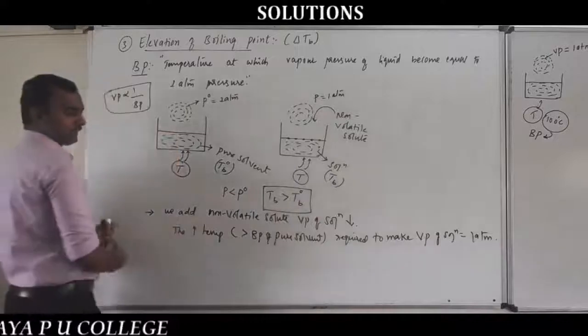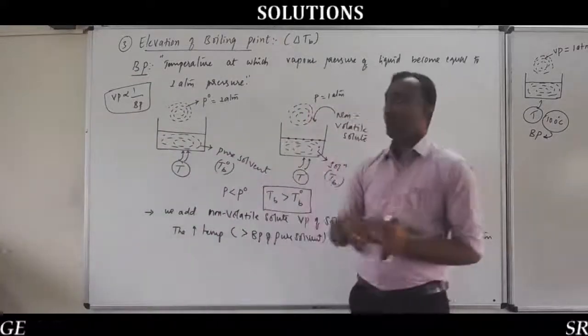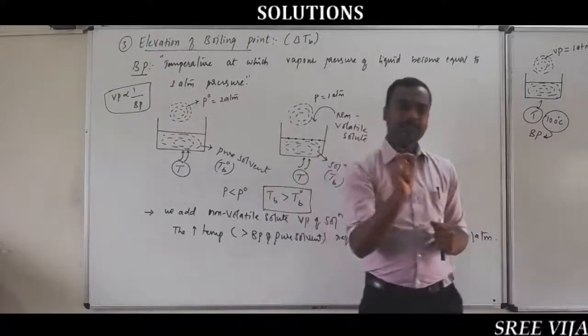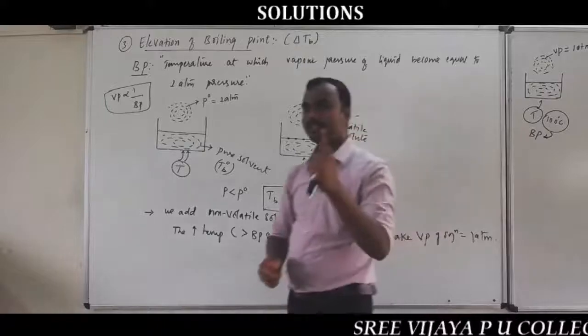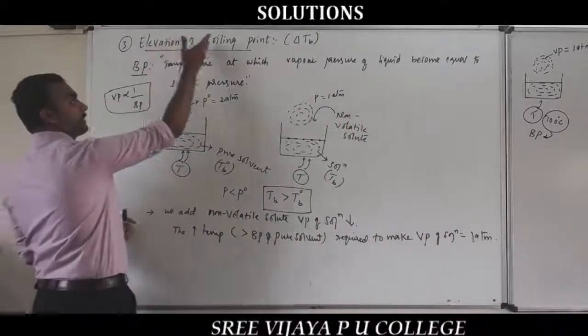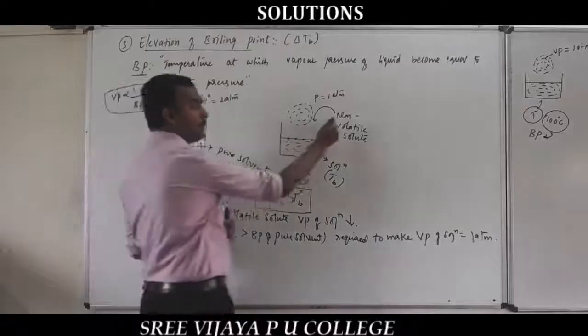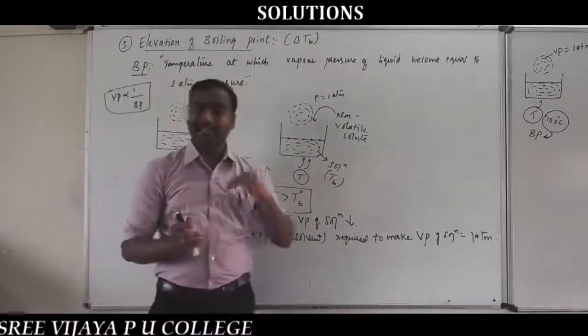Here they ask a simple question: what happens to the boiling point of a solvent when we add a non-volatile solute to it? So that is easy to remember. I will say it here: elevation of boiling point. When we add non-volatile solute into the solvent, definitely the boiling point is elevated.